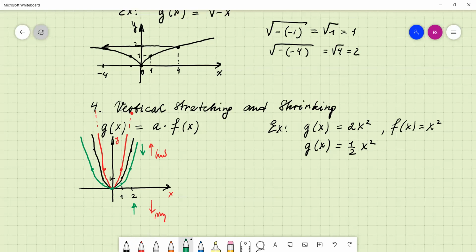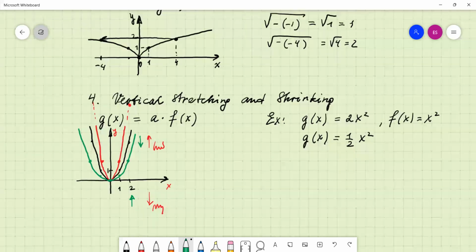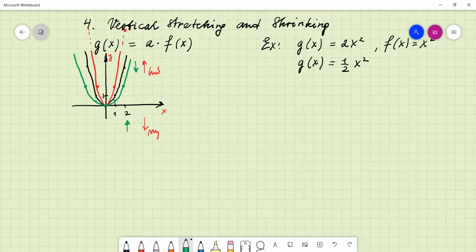Generally speaking, guys, I don't think it makes sense to memorize which one is shrinking, which one is stretching. Just look at the numbers and see what is going to happen to the graph. I think that's the easiest way to understand what is going to happen to the graph, okay? Okay, the next one is, oh, well, it's still green. The next one is going to be horizontal stretching and shrinking.